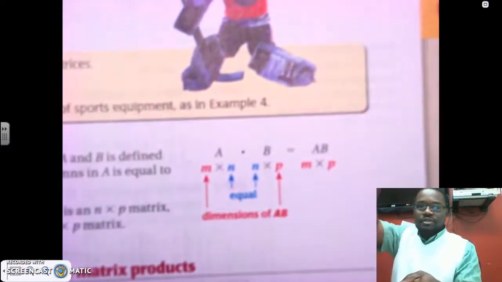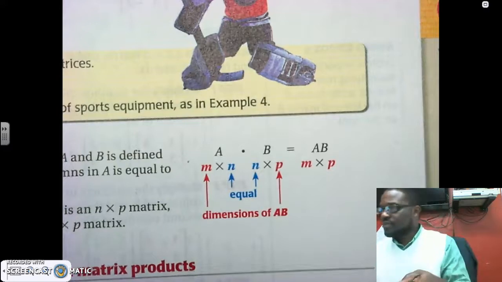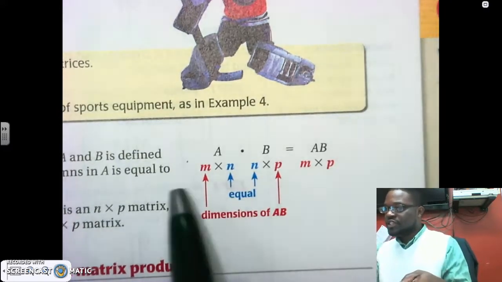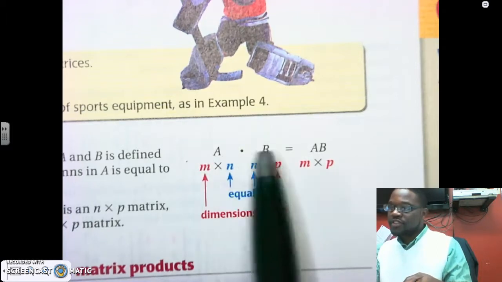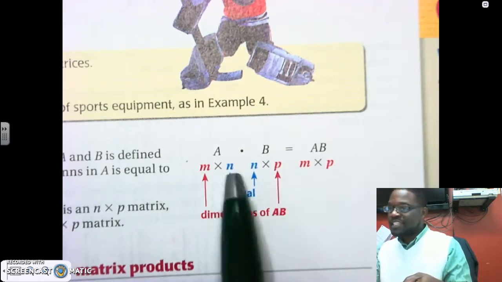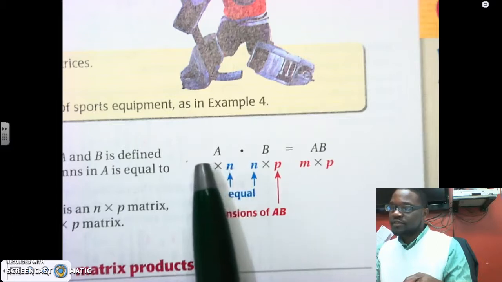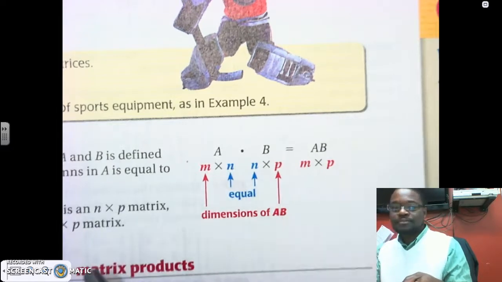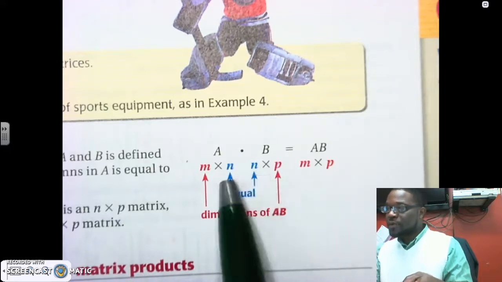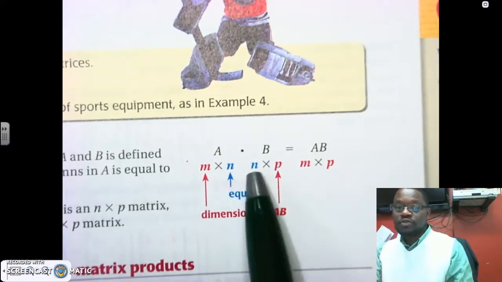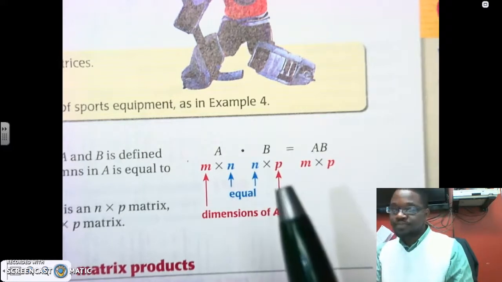For example, this little chart right here is important. You want to get this down. You have the dimensions of what you're multiplying. So the first matrix is called A, the second one is called B, and it has dimensions like 2 by 3 or something like that. And as long as the two inside numbers are equal, you can actually multiply.